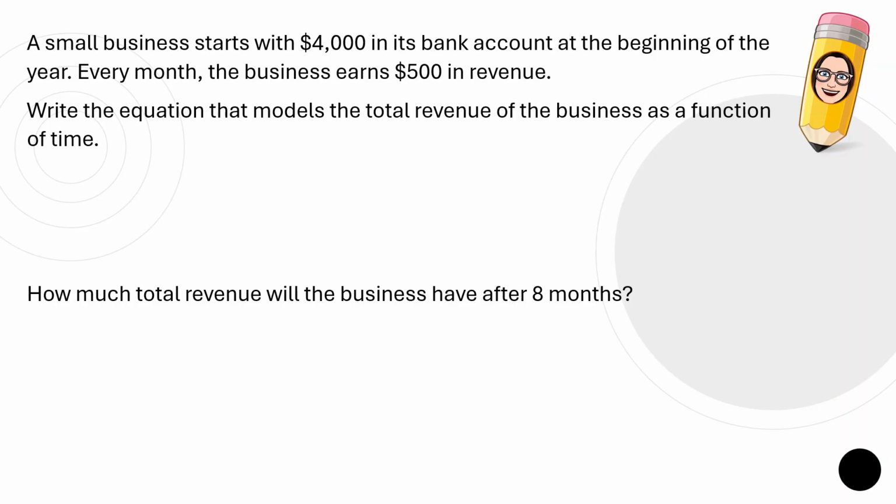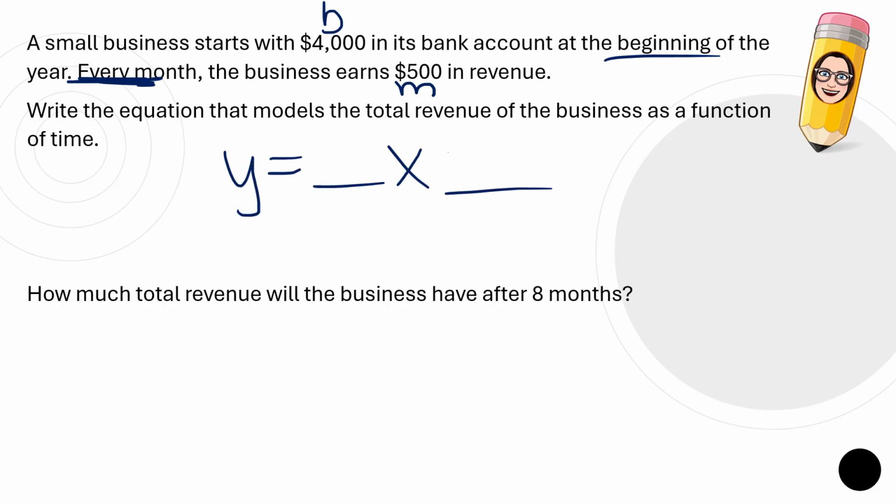All right, let's take a look at this one. A small business starts with $4,000 in its bank account at the beginning of the year. At the beginning. It's literally telling us the beginning. Every month, the business earns, every means this is my slope, $500 in revenue. If I know my beginning and I know my m, that's an easy problem. Fill in our slope, fill in our beginning. Revenue means positive, making money, so it's a positive slope.